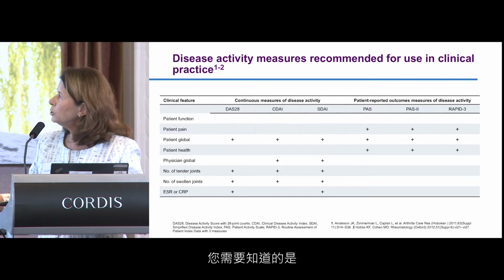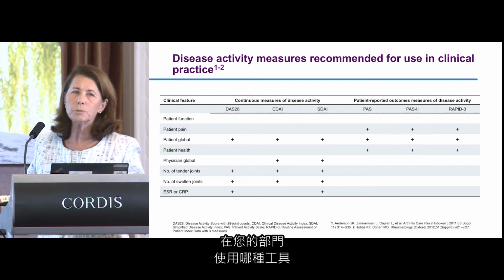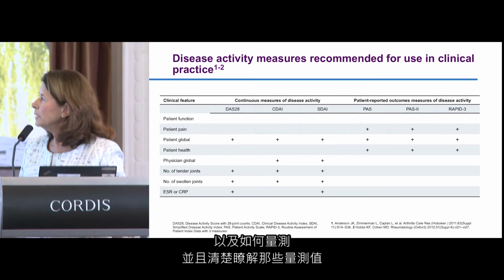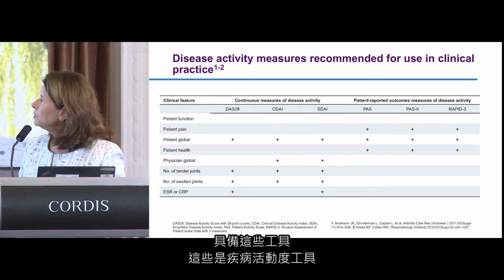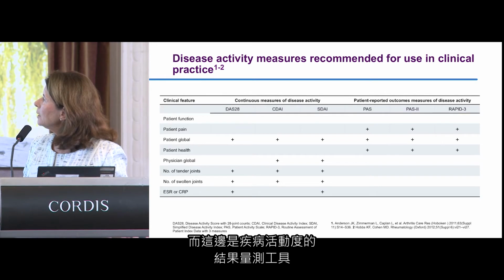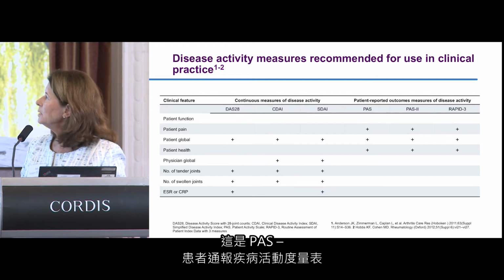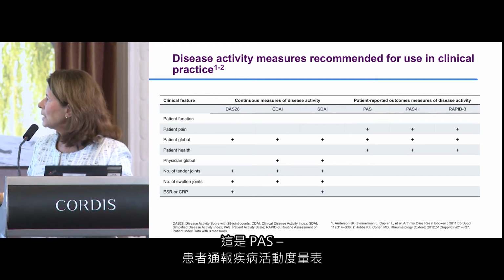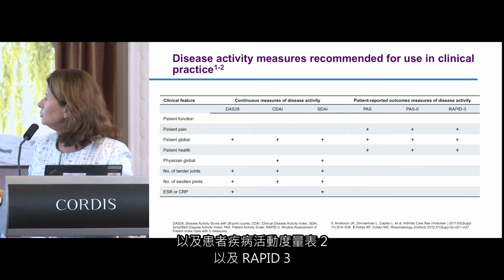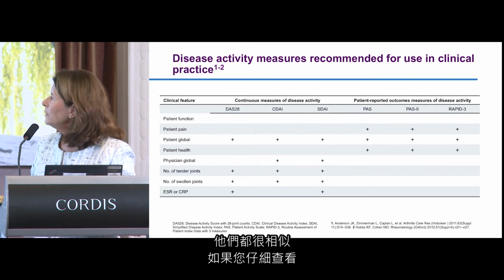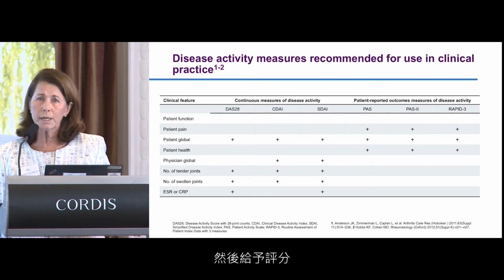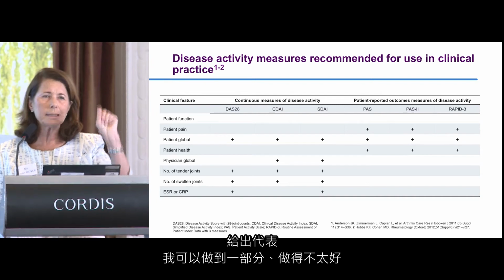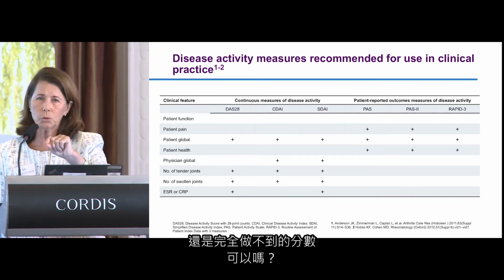So really, what you need to know is what tool you use in your department and how it's measured, and get to really understand those measurements. And then with that, those are the disease activity tools, and this side are the outcome measure tools of disease activity, which are patient reported. So this is the PAS, patient reported activity scale, and patient activity scale 2 and RAPID 3. These are all very similar if you look at them. They're asking patients about what they can and can't do, and they score it, and they give a score about whether I can do it a little bit, not very well, can't do it at all, okay?